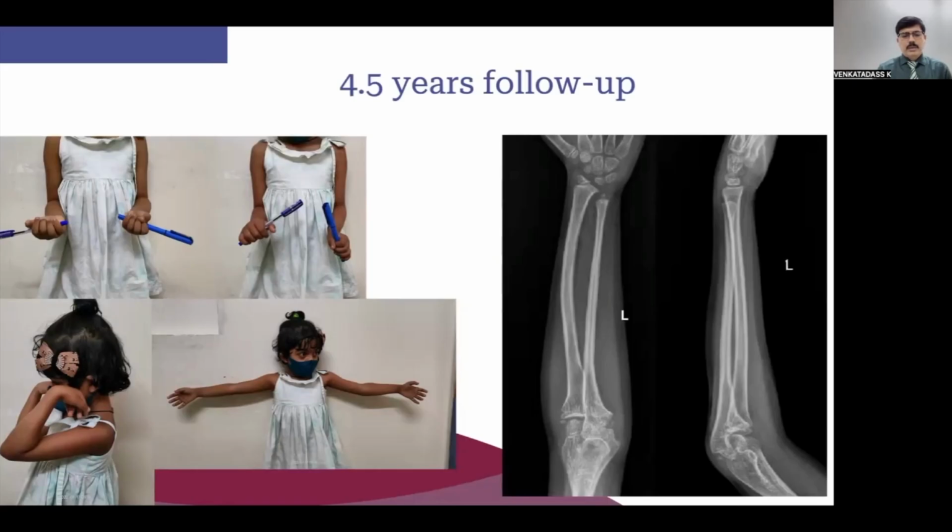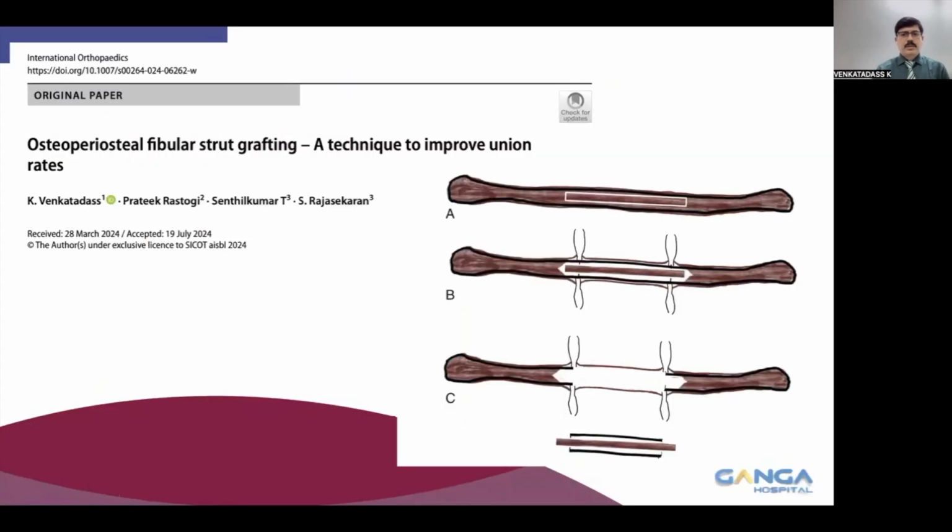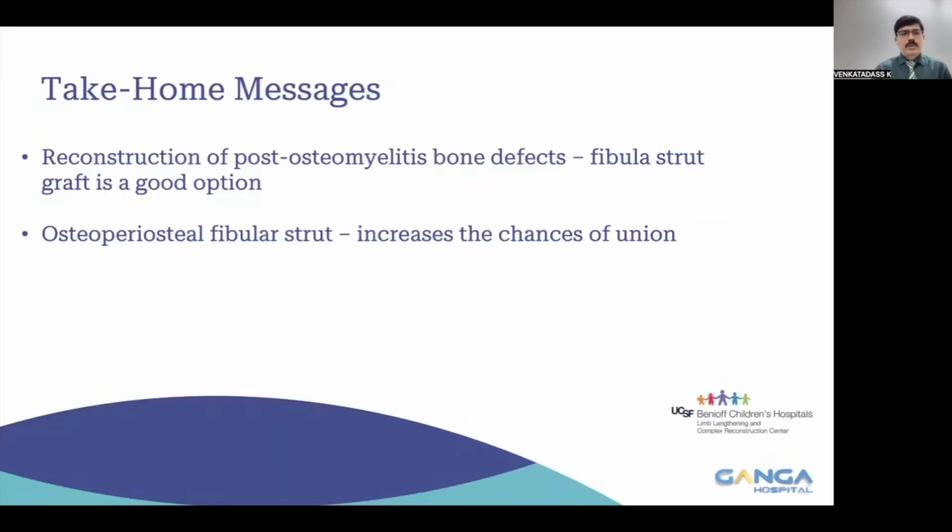And we do agree that this patient needs to be followed till skeletal maturity. So we published this technique in International Orthopaedics in 2024. And the take-home message from this case is that for reconstruction of post-osteomyelitis bone defects, fibular strut graft is a very good option, but an osteoperiosteal fibular strut graft increases the chances of union.